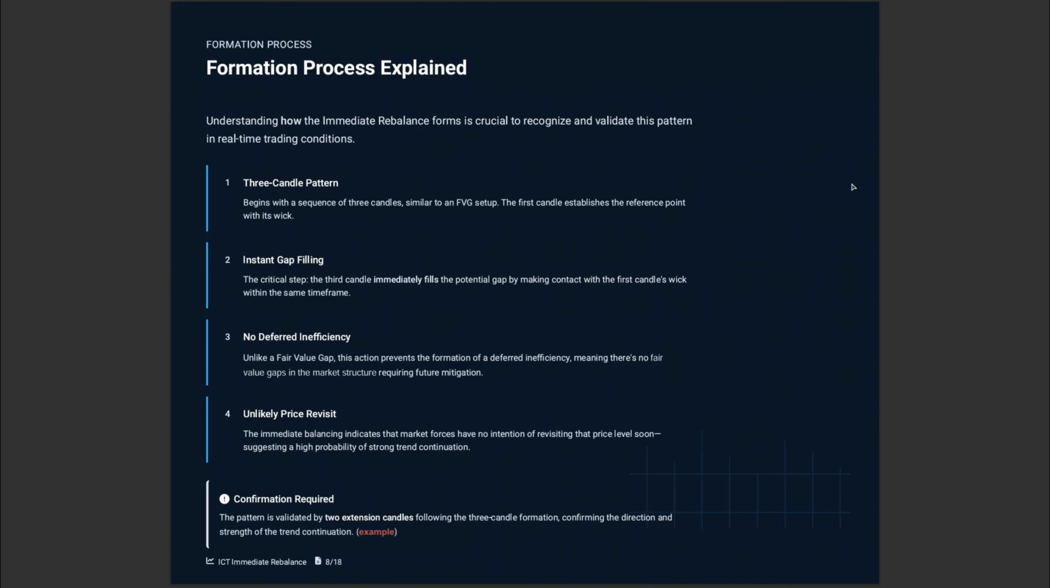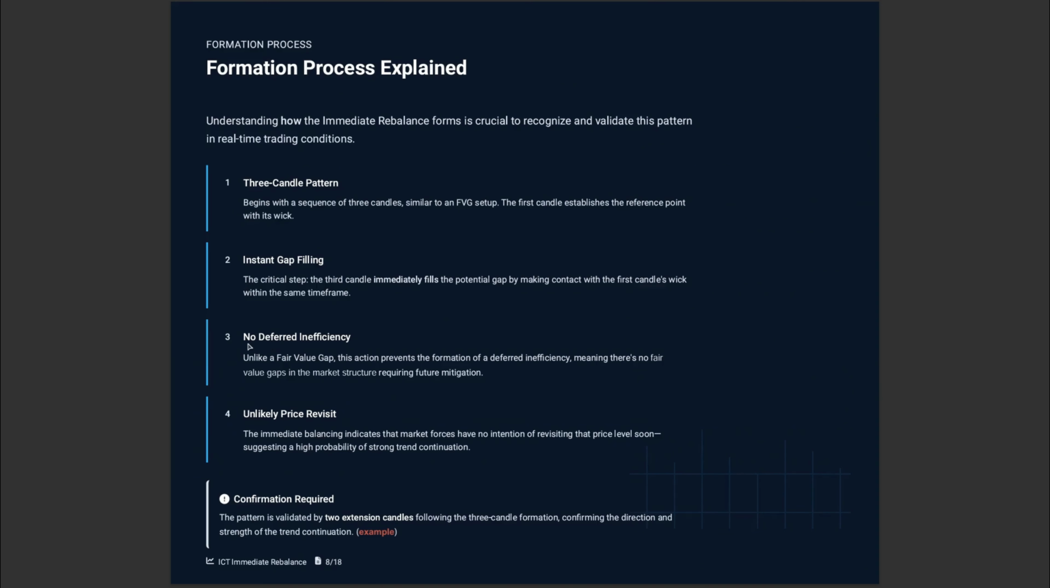All right, let's talk about the formation process. Now, I know this might seem a little repetitive, but trust me, it's important. Understanding how the immediate rebalance forms is crucial to recognize and validate this pattern in real-time trading conditions. So number 1, 3-candle pattern. It begins with a sequence of 3 candles similar to a fair value gap setup. The first candle establishes the reference point with its wick. Number 2, instant gap filling, the critical setup. The third candle immediately fills the potential gap by making contact with the first candle's wick within the same time frame.